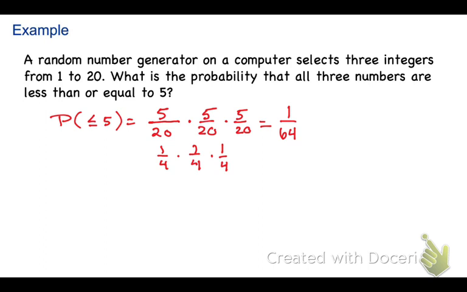How could I change that problem and still be multiplying? Less than or equal to. Oh, you can change it to a different amount of numbers. Yeah. Or could I say non-repeating? Yeah. So if it was non-repeating, how would that change? It would be 5, 4, 3. So less than or equal to 5, no repeats, it would be 5, 4, 3.